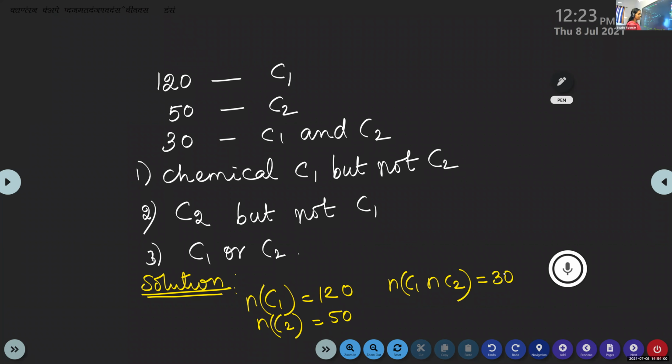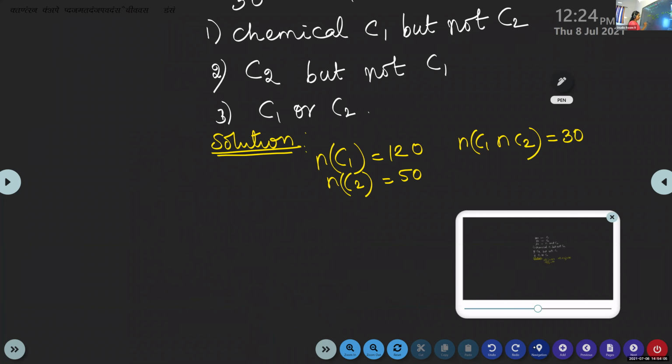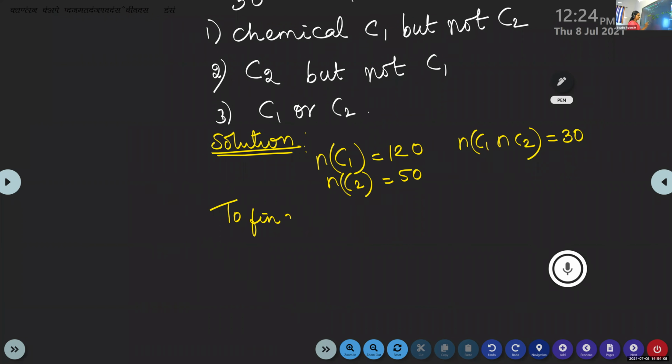What do you have to find here? The other things you have to find. What about the first one? C1 but not C2. That means C1 minus C2. Very good. C1 minus C2, isn't it? A minus B means elements in A but not in B. So here we have to find N of C1 minus C2.